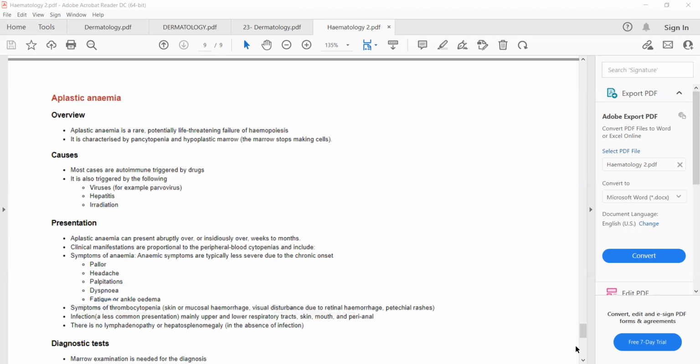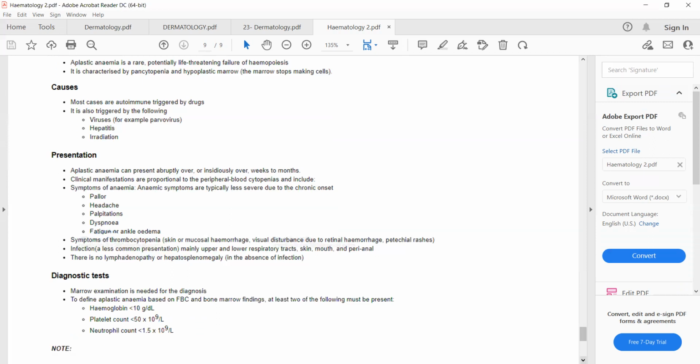So pancytopenia without lymphadenopathy and hepatosplenomegaly will most likely be aplastic anemia. Pancytopenia with a normal or unremarkable peripheral smear will be aplastic anemia. Pancytopenia with hypocellular bone marrow, aplastic anemia. So these are some points on the basis of which you can differentiate between aplastic anemia and leukemias.